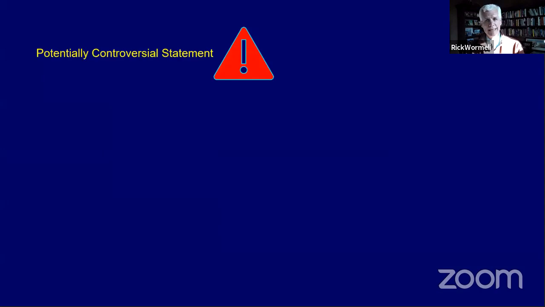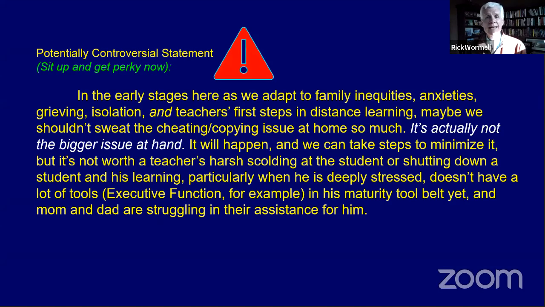Here's the controversial idea. So if you weren't perky, get perky now. Ready? I think cheating is not the thing to sweat right now. It's actually not the bigger issue at hand. There are so many bigger things. To get so much, like almost a teacher tantrum, a harsh scolding, and oh, you have an F forever, in the middle of COVID frantic emergency remote instruction, learning at home, you're missing the point of what's going on. It's not worth the shutting down.